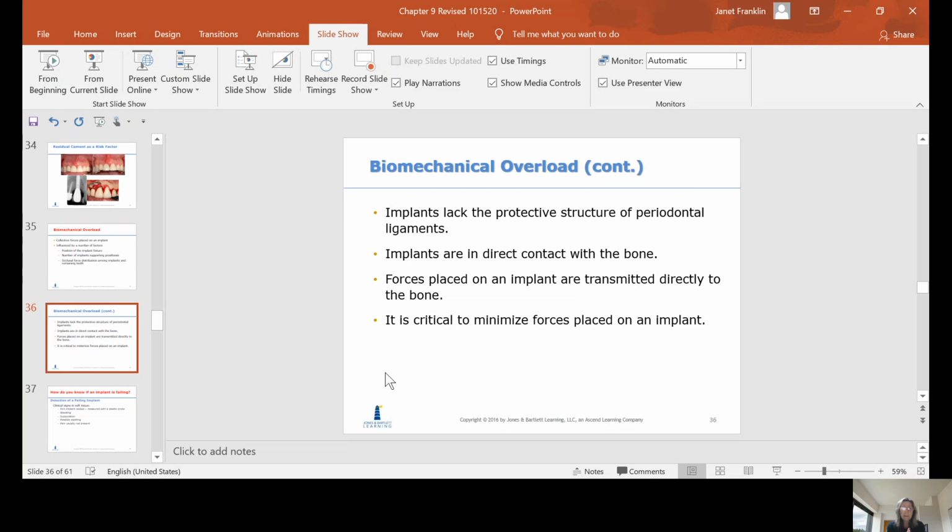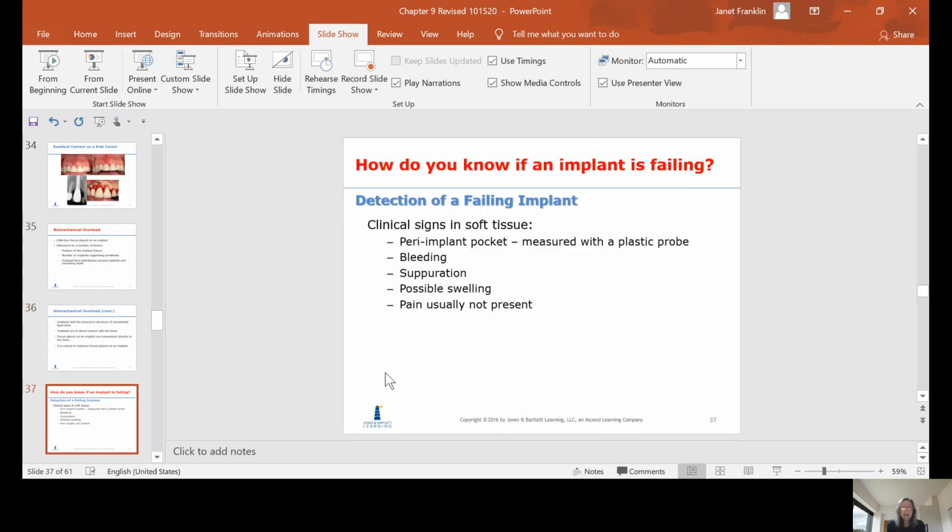Your part of this process is to recognize when an implant is having a problem. How do you know if an implant is failing?